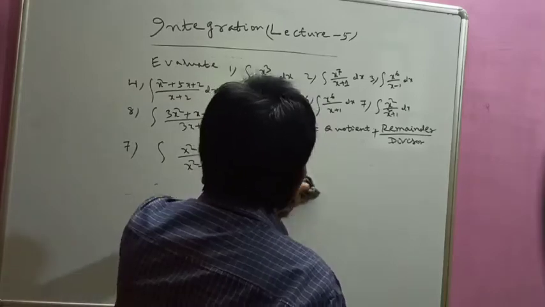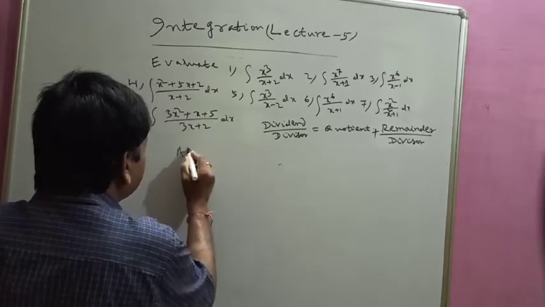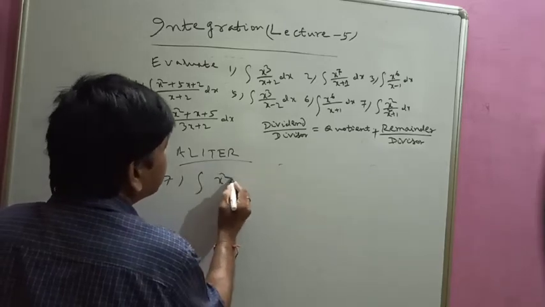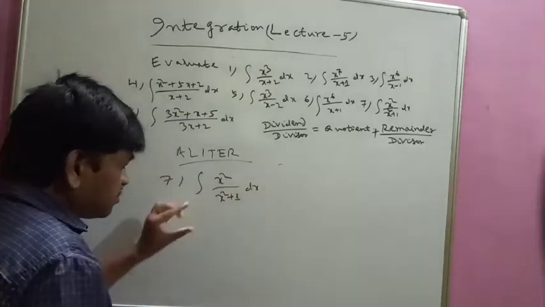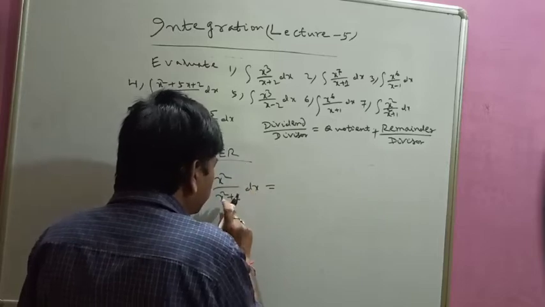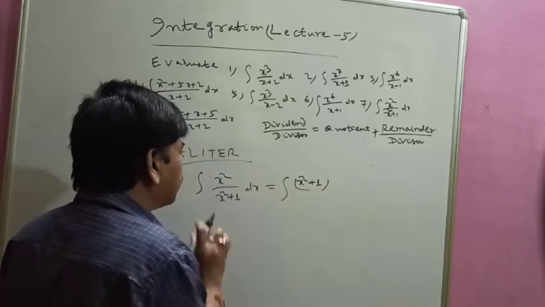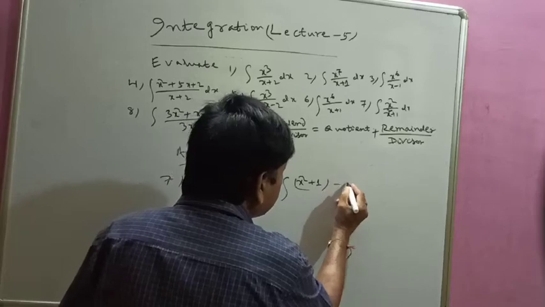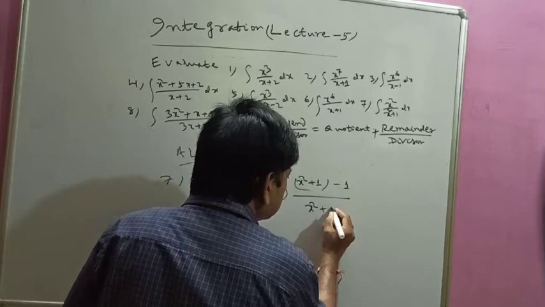So let us write the alternate solution for question number 7. Alternate means alternate method. That is x square by x square plus 1. Here the degree of the numerator is equal to the degree of the denominator. So remember, if the degrees are the same, what you do is write the denominator in the numerator. The denominator is x square plus 1, so write that in the numerator. Then you balance it to get the previous numerator. Your previous numerator is x square, but here it is x square plus 1, so minus 1. Plus 1 minus 1 gets cancelled, so you get exactly x square, divided by x square plus 1.